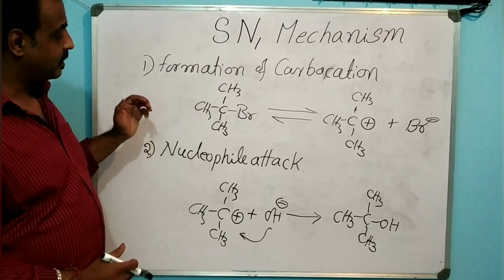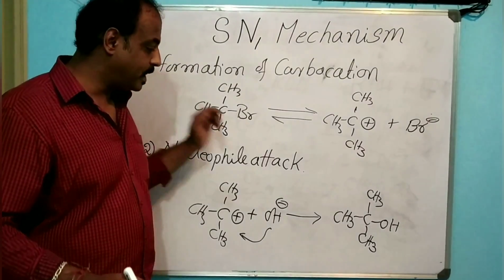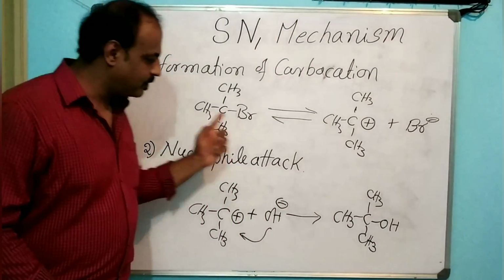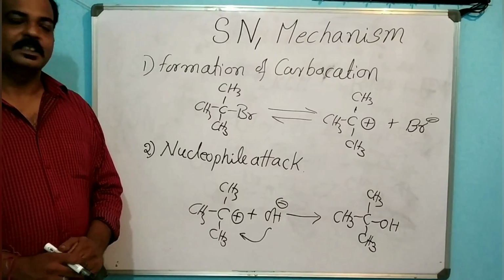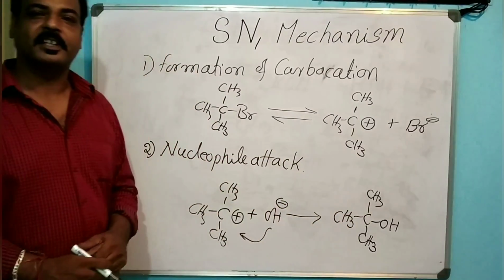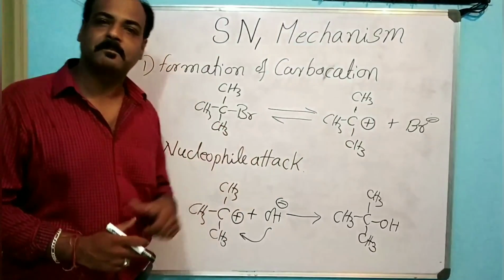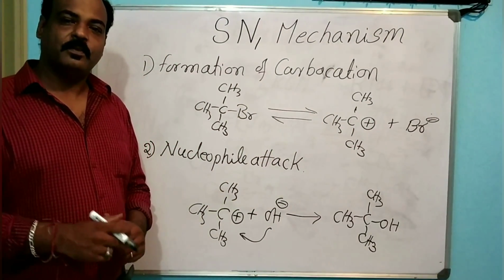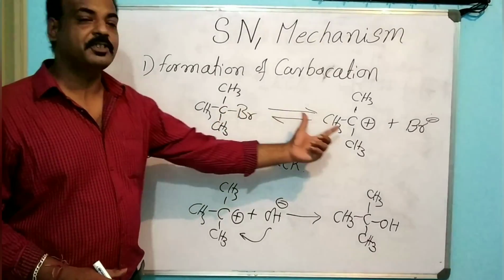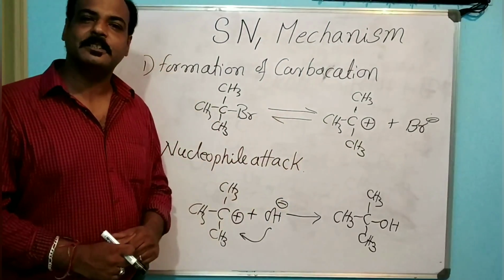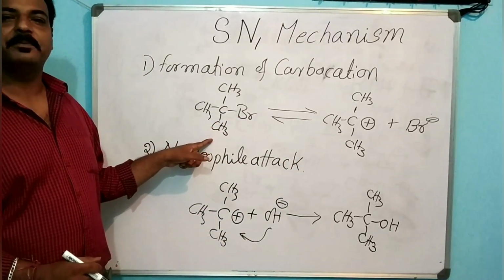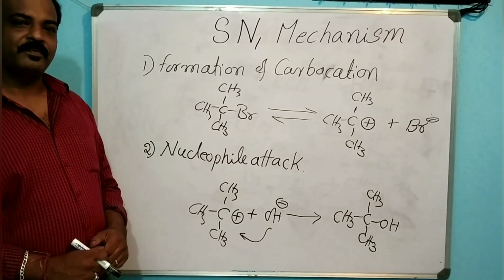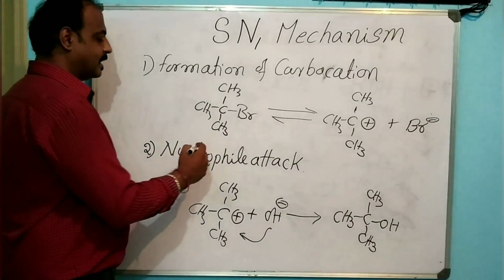So when you consider the conversion of tertiary butyl bromide into tertiary butyl alcohol, the rate of the formation of the product will depend on only one step. In the first step, what happens? Formation of tertiary butyl carbocation takes place. For that you need only tertiary butyl bromide.